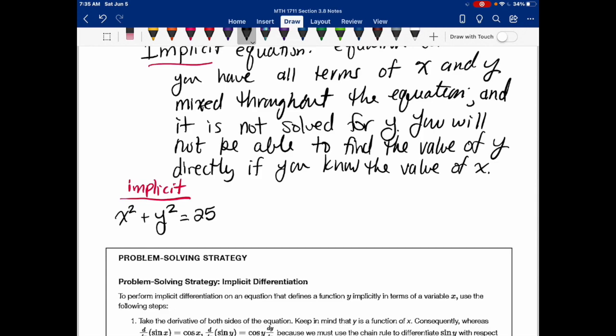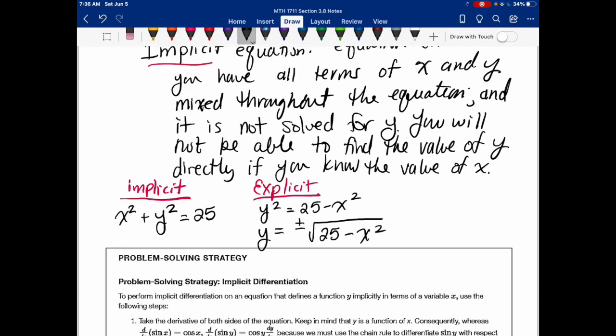So if I wanted to write this in a way that was explicit, so that we can compare where it is solved for y, we would subtract x squared from both sides. So I would have y squared is equal to 25 minus x squared. And then I would have to take the square root of both sides, and I would have y equals plus or minus the square root of 25 minus x squared. So this is the example of how you would write it explicitly.